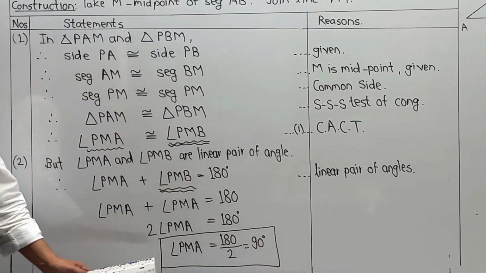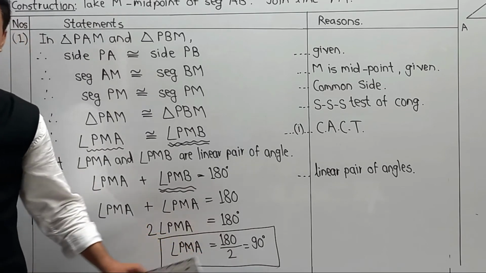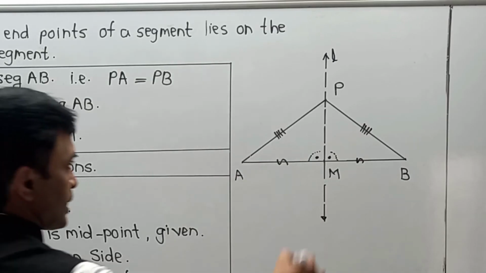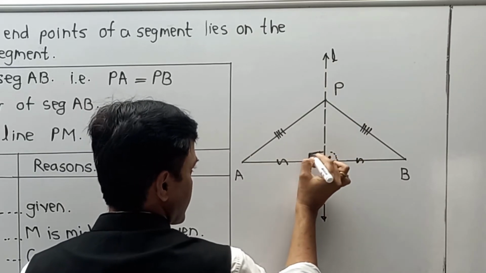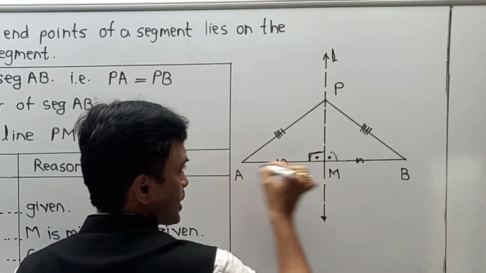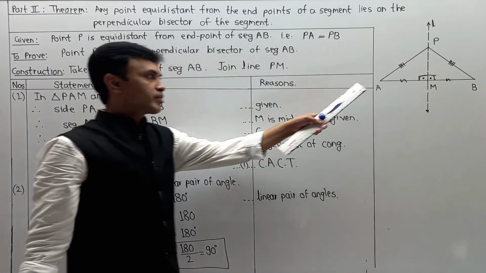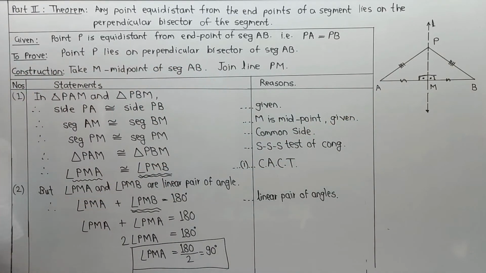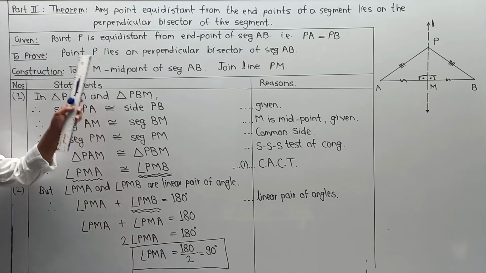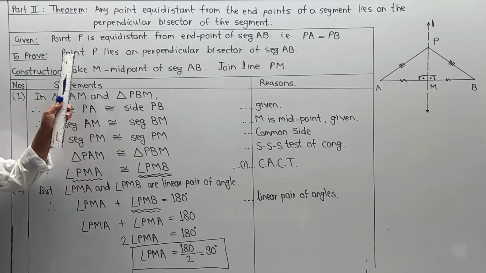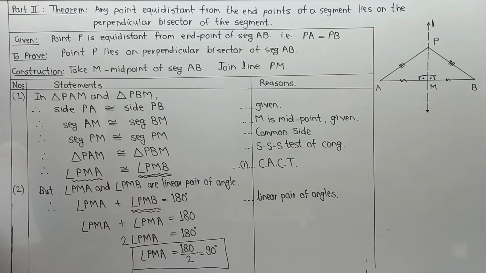And now if our angle PMA is 90 degrees, it indicates that PM is perpendicular to AB, and automatically its adjacent angle also becomes 90, and in this way we can complete the entire proof. Student, please observe properly: PMA is equal to 90 degrees. Again you can write the same statement at the bottom, that point P lies on the perpendicular bisector of AB, that you have to add over there.